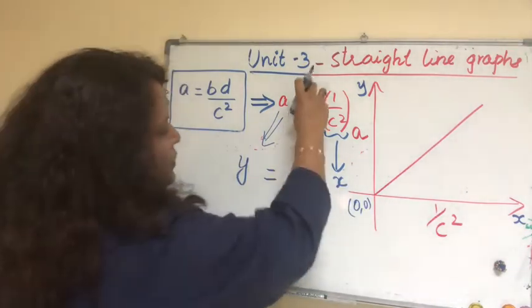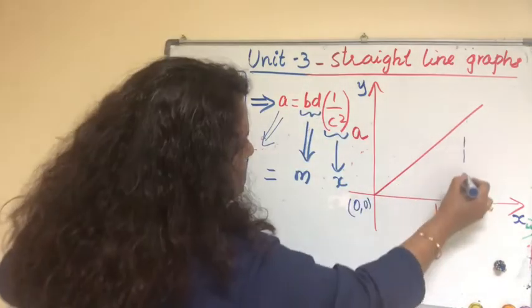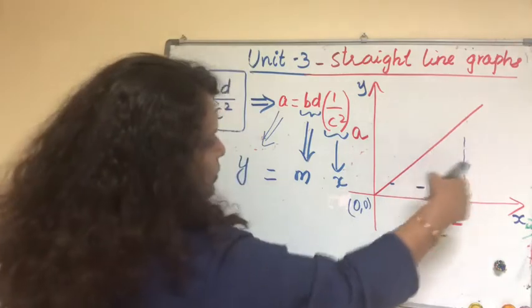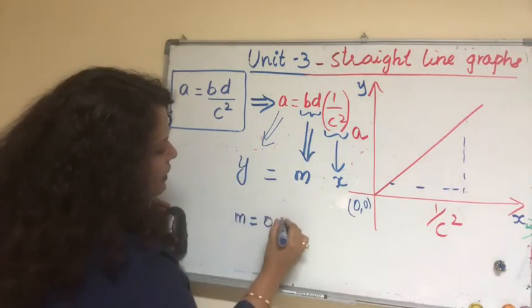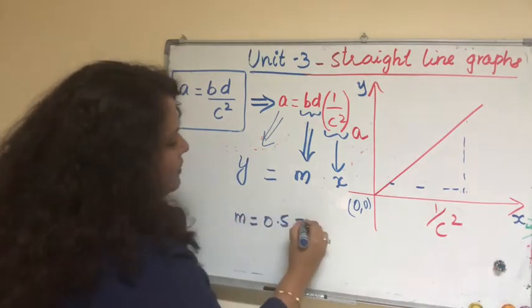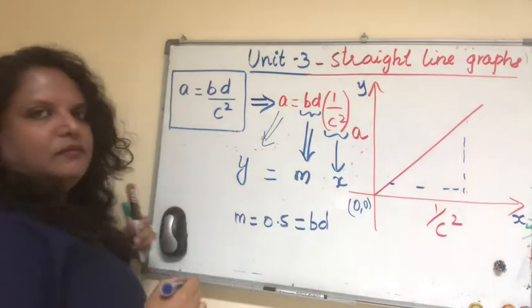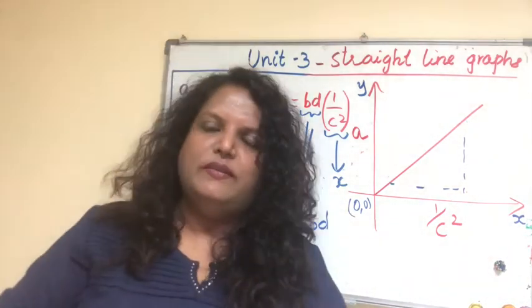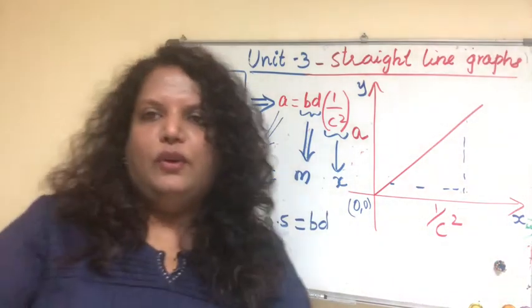Then if you want to calculate one of the quantities from here, what would you do? You calculate the gradient from here, y over x, and gradient will be equal to, say if you're getting 0.5 as your gradient, that could be equated to b into d. So if the coefficient of viscosity, or whatever, one of the quantities is known to you, substitute that and get the value for the other term.